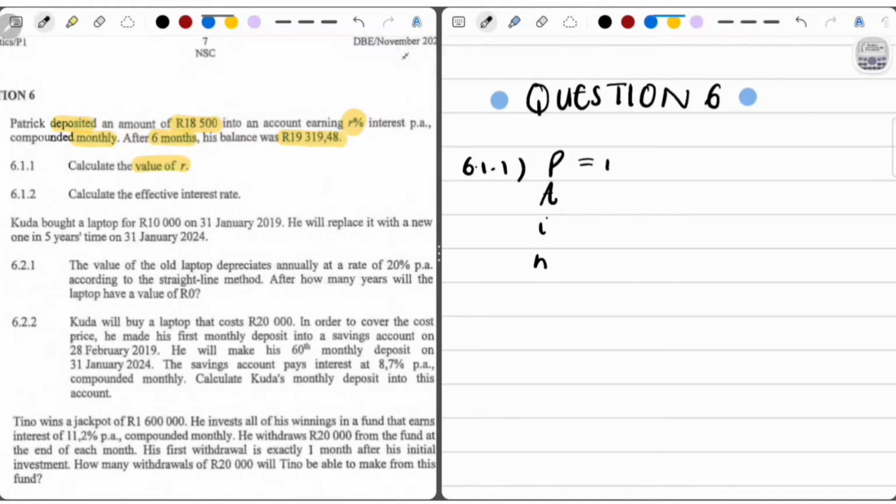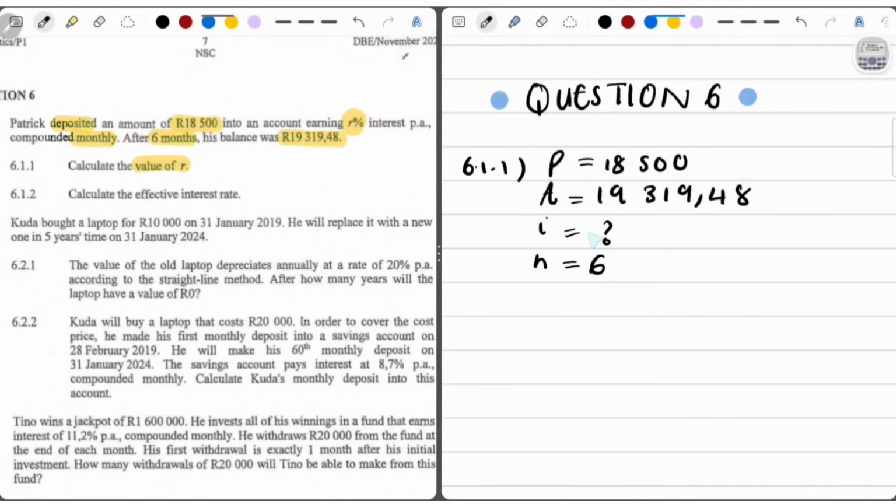P is our principal amount, which is 18,500. A is 19,319.48. The interest is what we don't know. We need to find that rate. And N is just the number of payments. Well, it's 6 months, so we can just say 6, and we don't have to multiply by 12 because it's already in months.